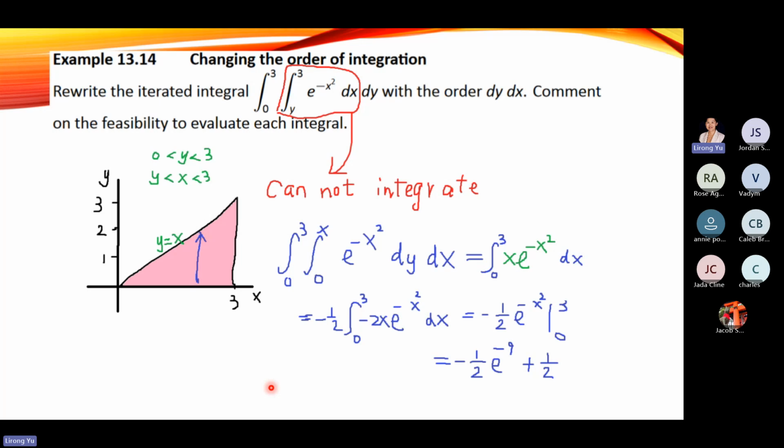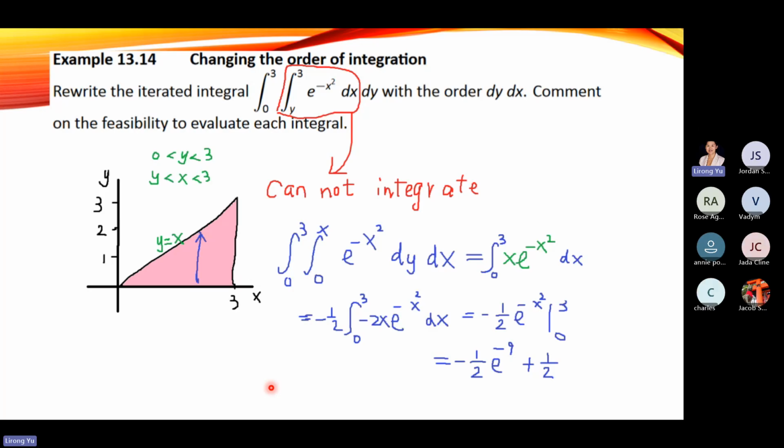You can make u equal to negative x squared, then du will equal to negative 2x dx. So then you can change the variable, right? So then the negative 2x dx is the du. This will be e to the u du. The antiderivative will be e to the u. And of course, you have to have the negative 1/2 as coefficient because of the change of variable. So this is the final answer.